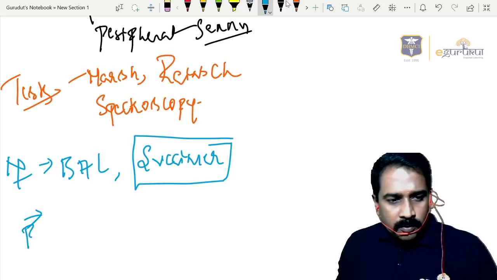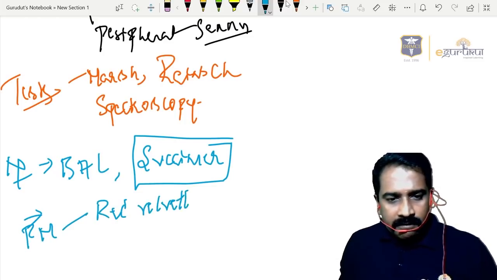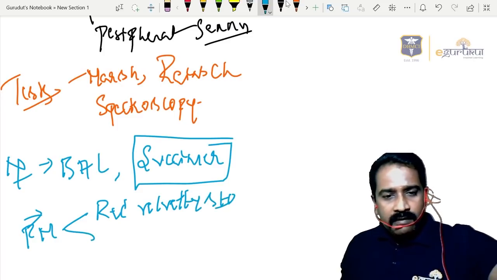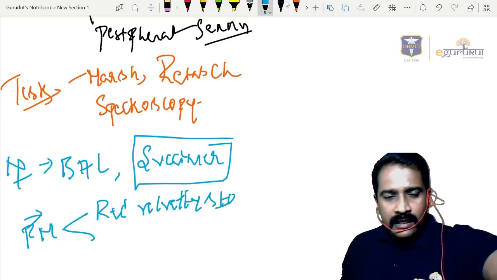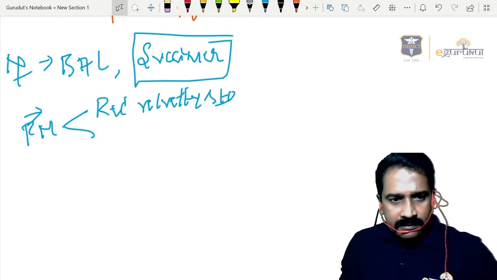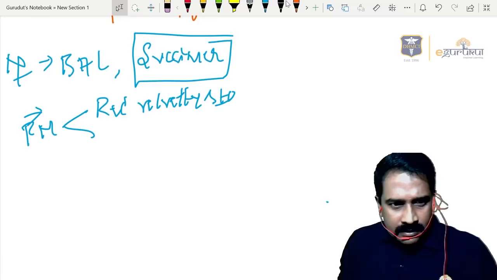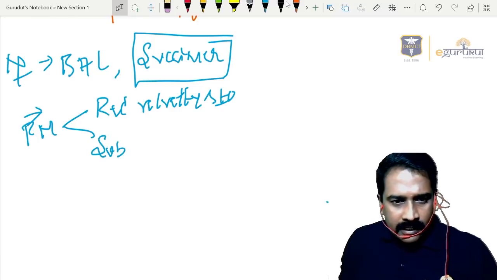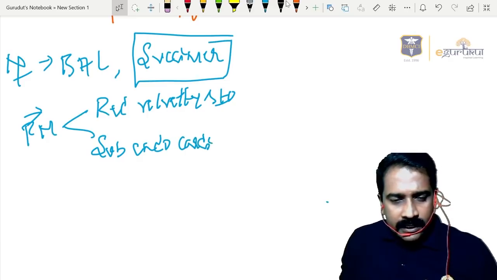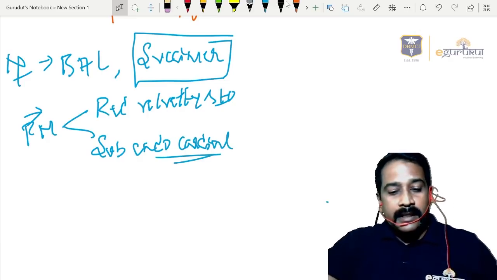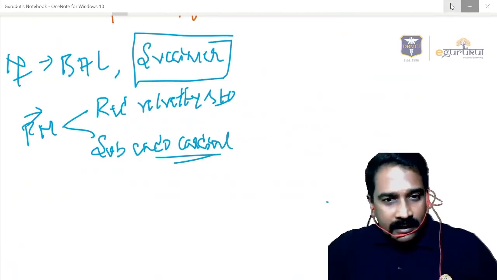Then postmortem findings: red velvety stomach and subendocardial hemorrhages. So these are the important points regarding arsenic.